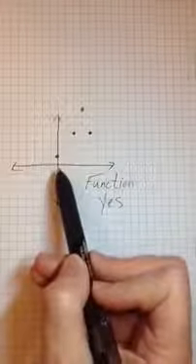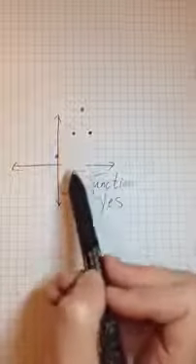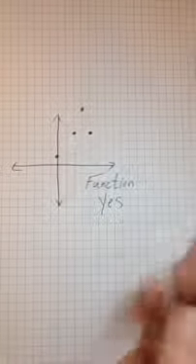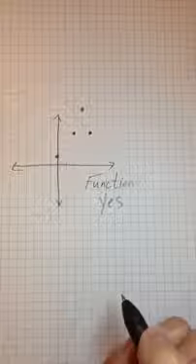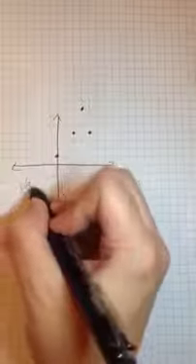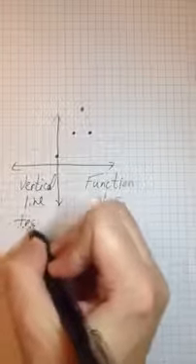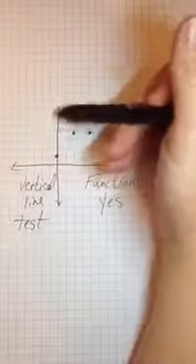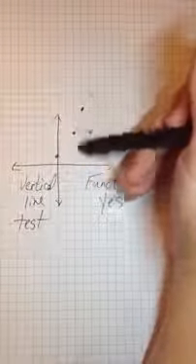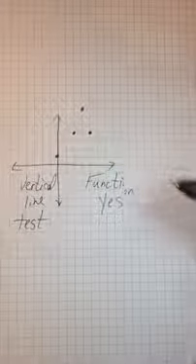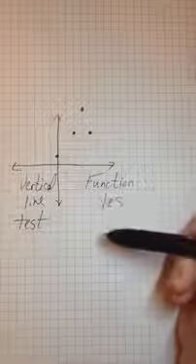So these are my points: (0, 1), (2, 4), (3, 7), and (5, 4). I have graphed them. And you'll remember that I mentioned the vertical line test. In the vertical line test, what I do is I look at my points, and if I can draw a vertical line through my points without hitting another point within that function, yes, indeed, it is a function.